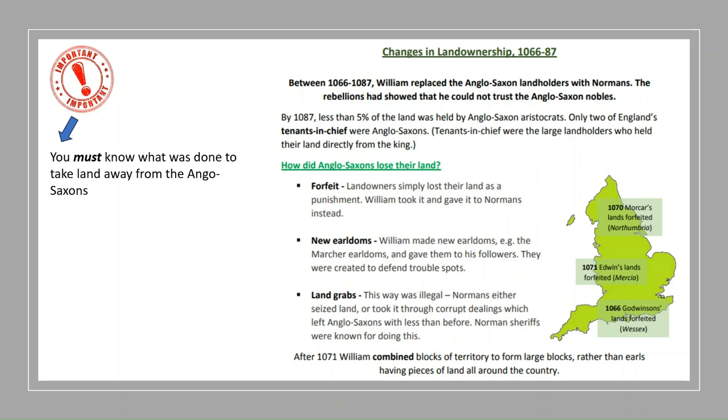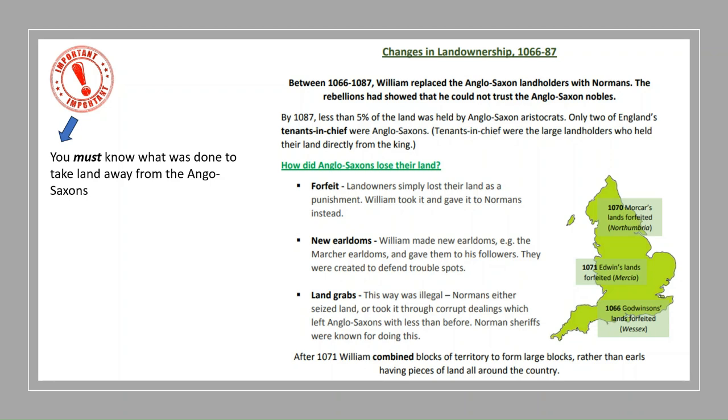How did Anglo-Saxons lose their land? Forfeit. Landowners simply lost their land as a punishment. William took it and gave it to the Normans instead, like Morcar, Edwin, and Harold. New earldoms. William made new earldoms, the Marcher earldoms, and gave them to his followers.